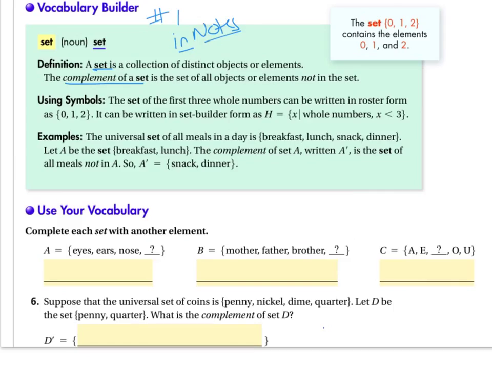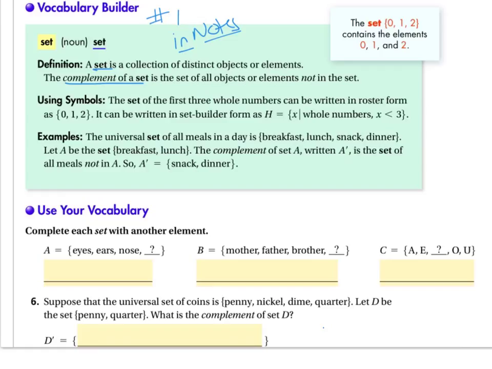The first thing I want you to put in your notes is a definition of set. A set is a collection of distinct objects or elements. The second thing is the complement of a set. The complement of a set is the set of objects or elements not in the set.